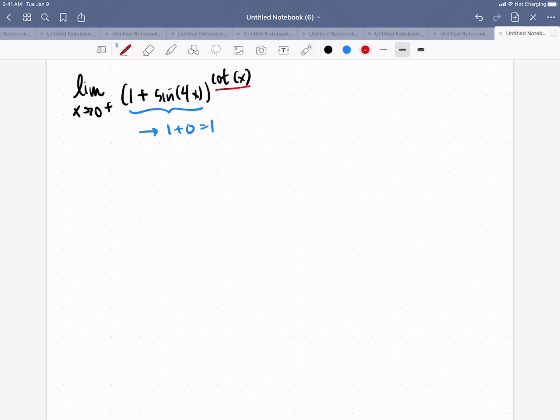In the exponent, cotangent is cosine over sine. So as x goes to 0 from above, and this is where it's important, the sine is going down to 0. So it means it's positive, getting smaller and smaller. The cosine is also positive near x equals 0. So this whole thing is going to be positive, and it's getting bigger and bigger. So this is going to infinity. So this indeterminate form is of type 1 to the infinity. Okay?